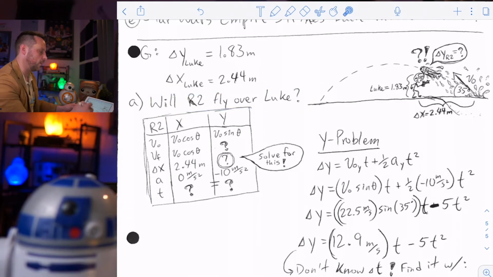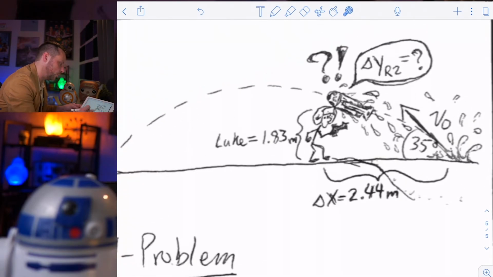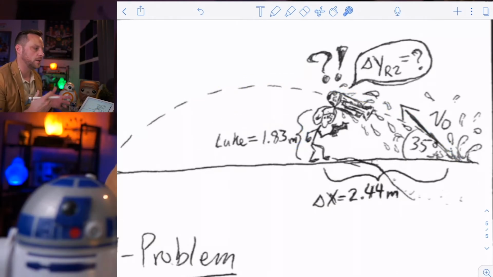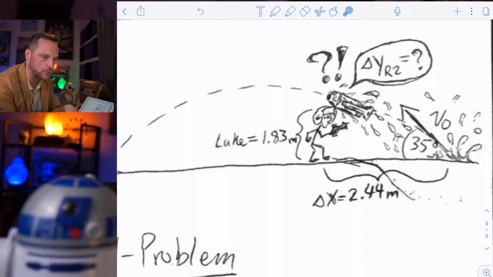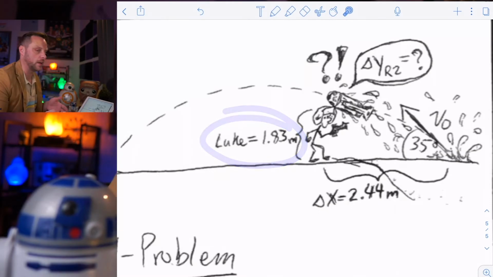So we want to find out, and again, pictures are super helpful. We want to find out if R2-D2 is going to be at a higher height here than Luke is. If R2-D2 is at a lower height, then R2-D2 is going to go right into Luke. If R2-D2 is at a higher height, then he's going right over Luke. So that's what we're looking for. Luke's height is not going to be a given that we use to calculate anything about R2-D2, because R2-D2's flight as a projectile has nothing to do with how tall Luke Skywalker is. So we're not going to use Luke's height to calculate anything. We're going to use it to compare.